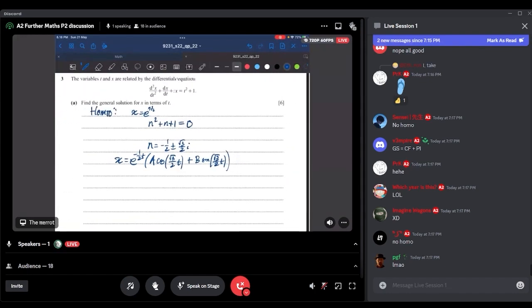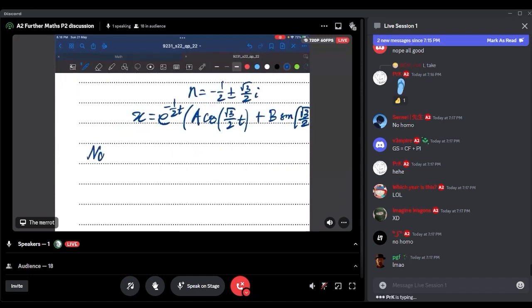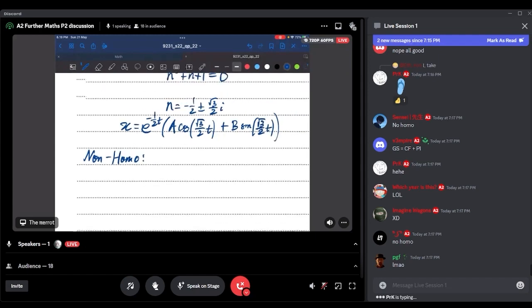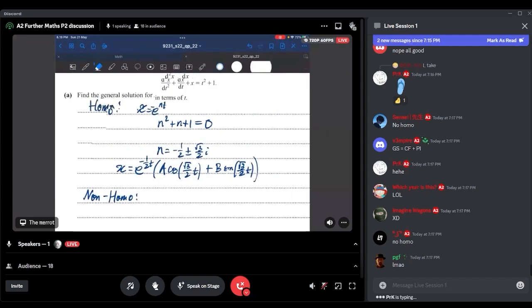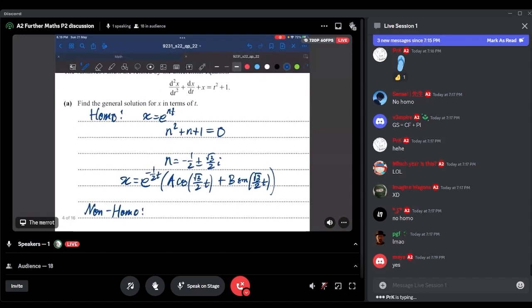Okay, so this one is homogeneous. Now what about non-homogeneous? Should I remove the second n? No. Okay, so when it's non-homogeneous, that means we have to consider this function here.